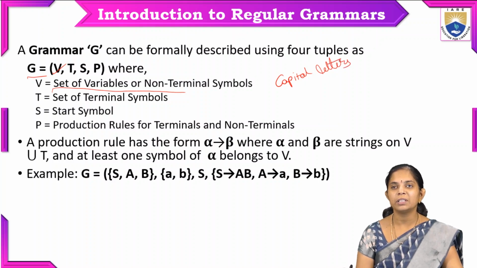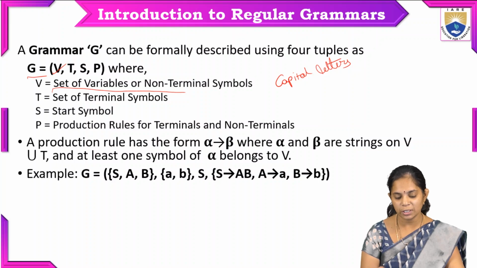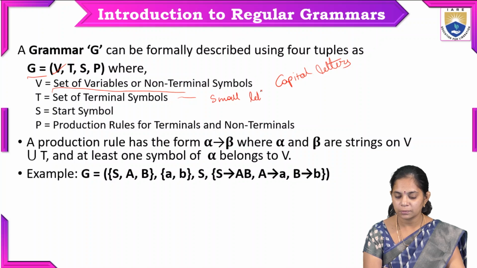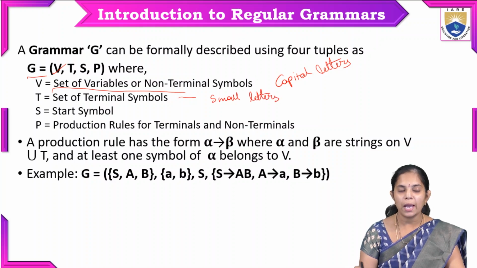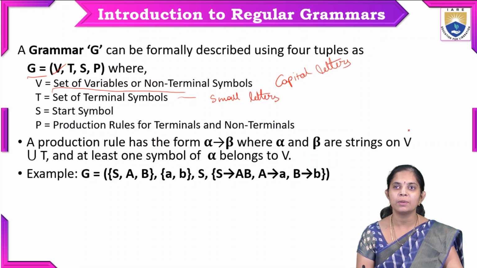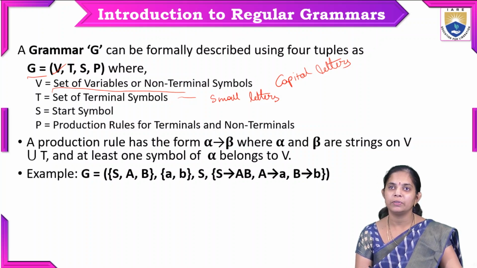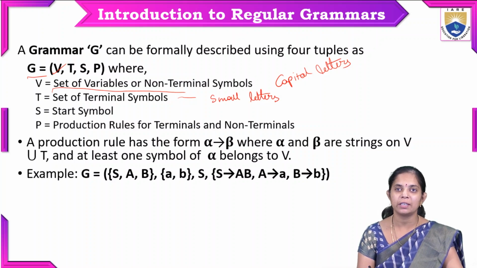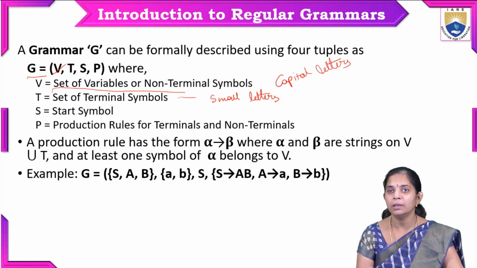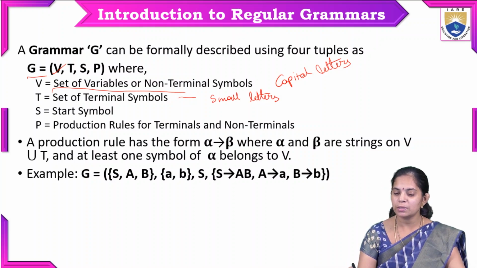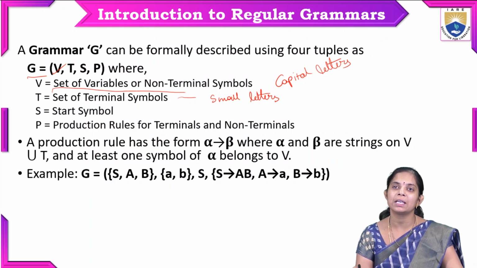T is the set of terminal symbols, which we represent with small letters. S is the start symbol and P is the set of production rules, where we have a left hand side and a right hand side. Based on the conditions we follow, we get different languages and grammars. Now we are discussing the regular grammar, which is the type 3 grammar.